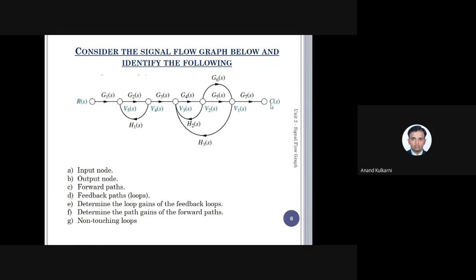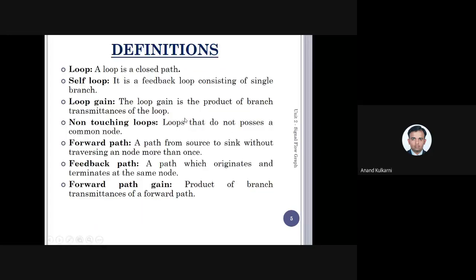Input node, wherein there are only outgoing signals and no incoming signals, is also called a source node. Then there are nodes with a mixture of incoming and outgoing branches, in between the input and output, and those are called mixed nodes. And at the periphery or at the last, there is a node where only incoming signals are there and no outgoing signals. It is called the output node or the sink node. Means it is like a sink, there will be no outgoing. So this is the input node and the output node.